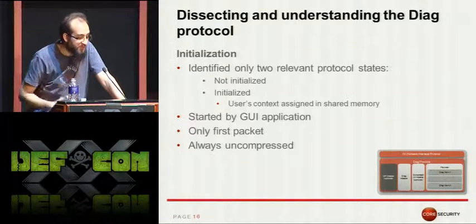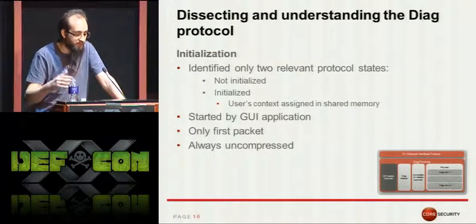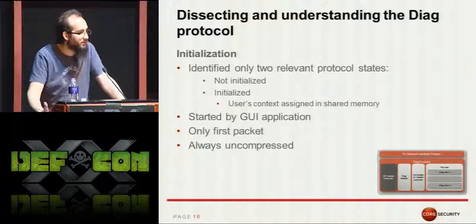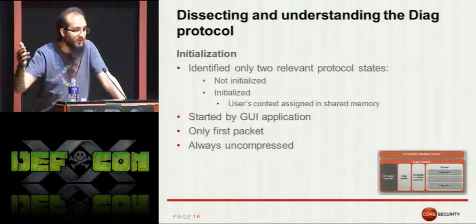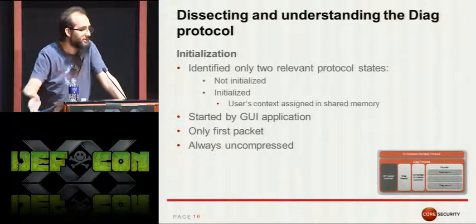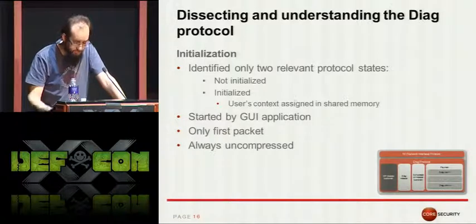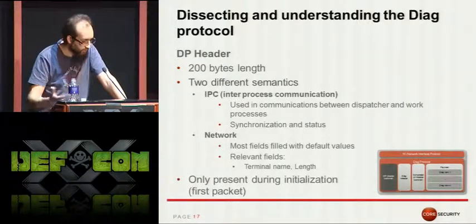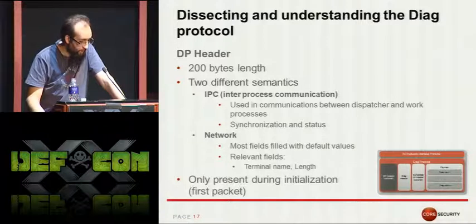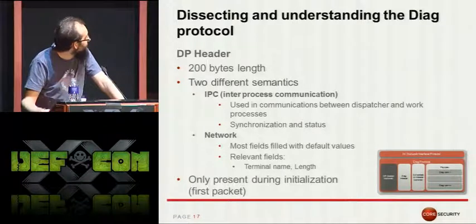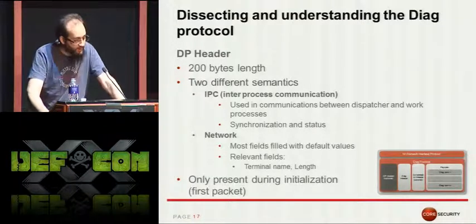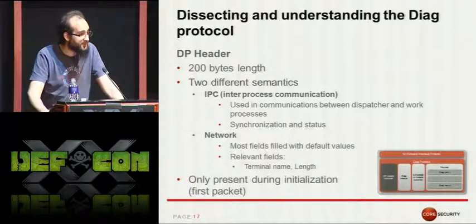During my test, I only identified two relevant states of the protocol: when the connection is initialized or not initialized. So there's nothing more on this. The DP header is a 200-byte length header, and it has two different semantics.